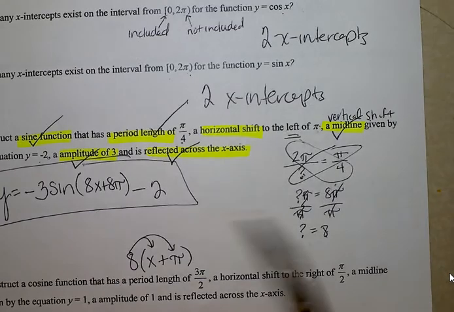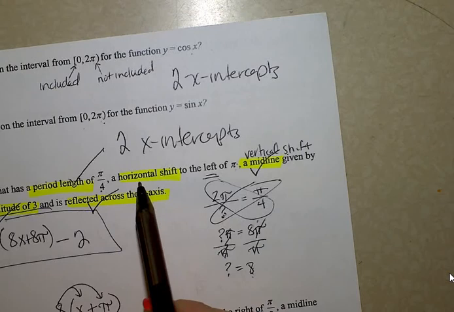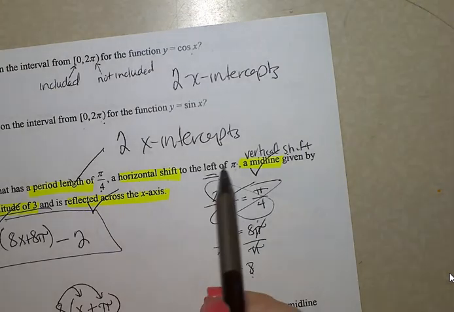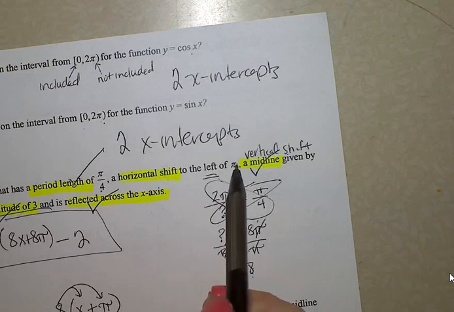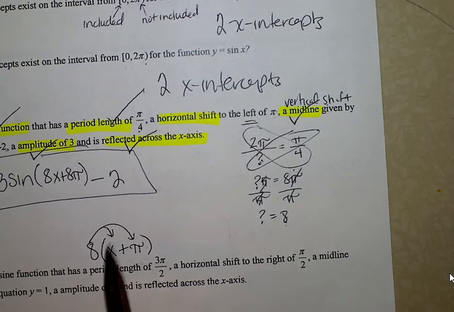How did I get an answer of 8? Because there's a horizontal shift to the left pi, so instead of going subtract pi, we're going to go plus pi. Remember this represents your horizontal shift? Then I distributed it to put it back into the original equation.